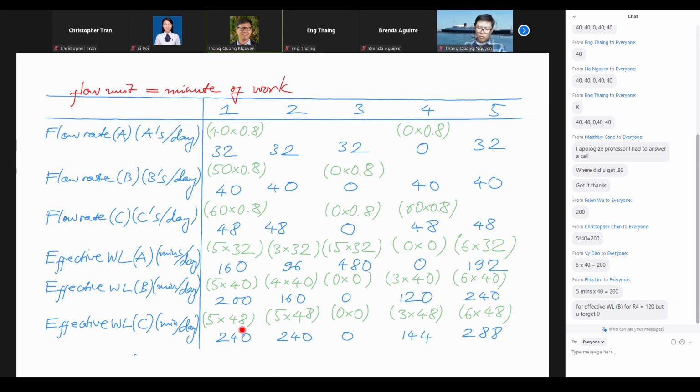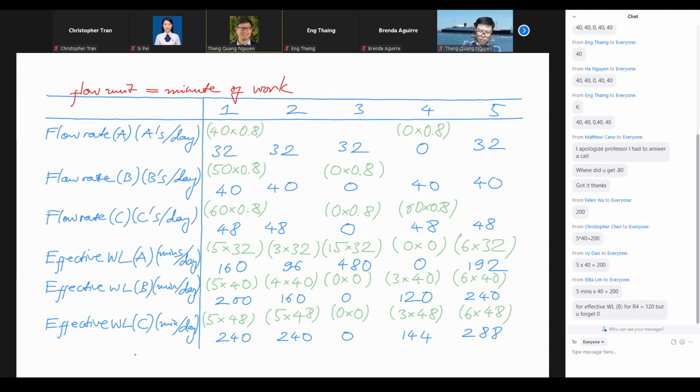Okay, so with that, the next logical step is to add these three numbers together. 160 plus 200 plus 240 will be 600 minutes. The next one is 96 plus 160 plus 240. That will be 496. On and on. The third one is easy because you take that 480 plus that 0 plus that 0. In reality, you will see multiple zeros somewhere in the table because some products will skip some steps.